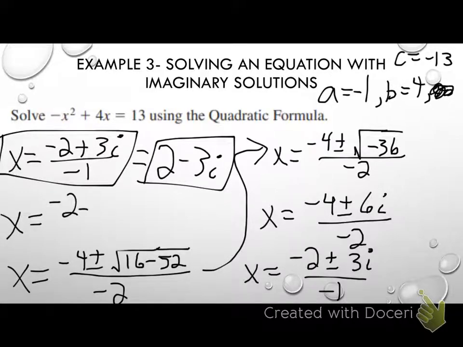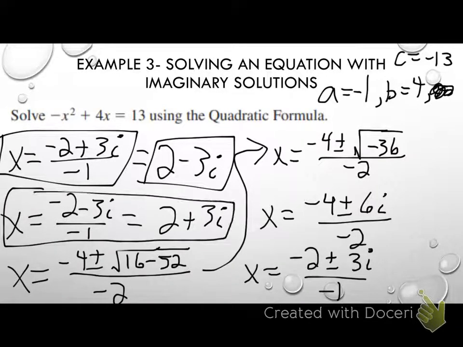And negative 2 minus 3i over negative 1. Negative 2 divided by negative 1 is 2. Negative 3i divided by negative 1 would be plus 3i. So there's my two solutions. Questions on example 3?